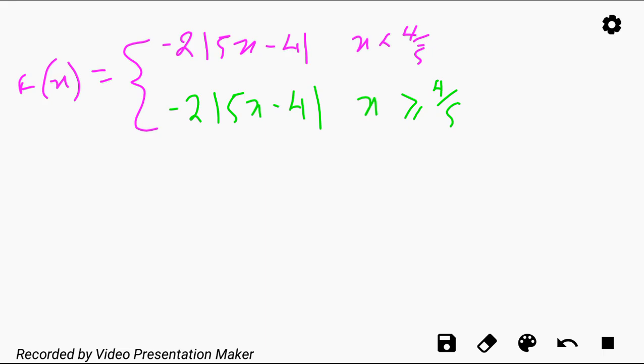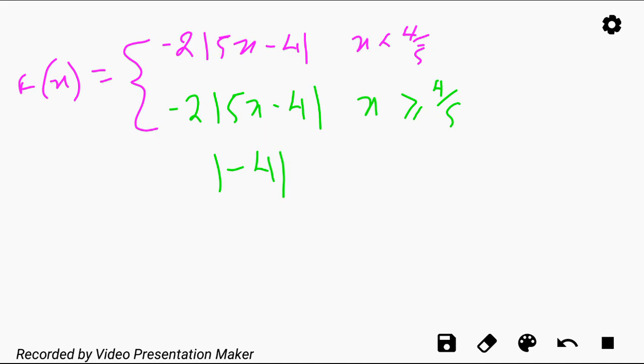What you're going to do next is test your intervals. Here we have x is less than 4 over 5. The simplest number I can pick that is less than 4 over 5 is 0. If I replace 0 in the first expression, since this first expression is defined by this interval, it's going to give me negative 4 inside the modulus symbols.